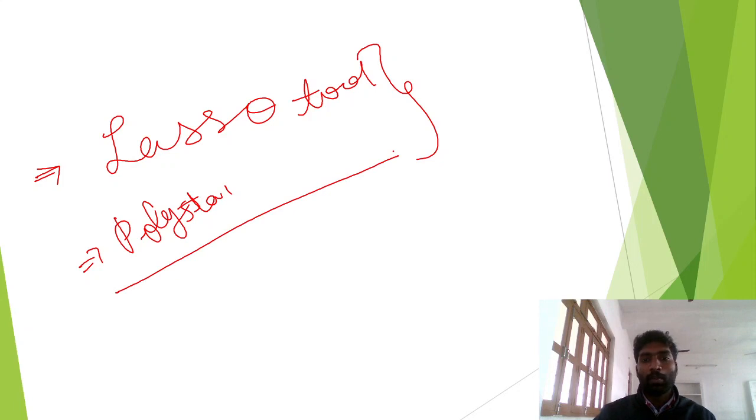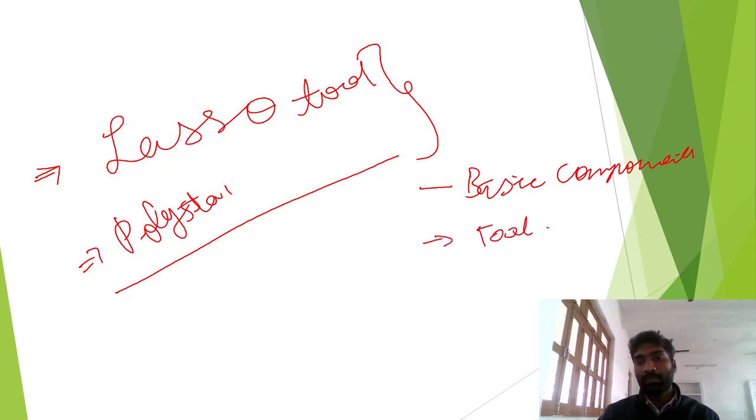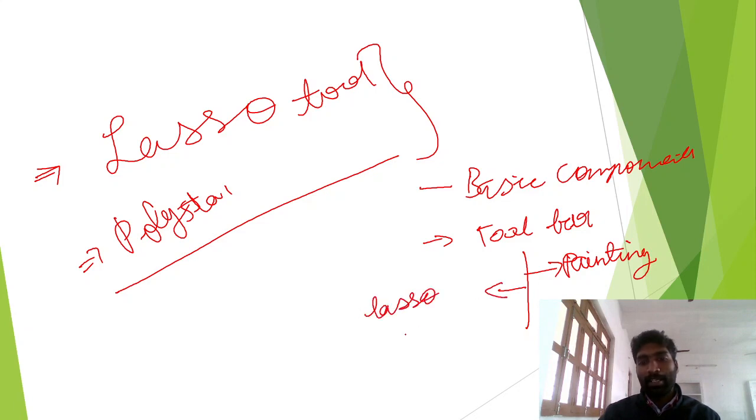In this chapter, what things did you learn? You learned basic components. After basic components, the toolbox, toolbar also we may say. In the toolbar, the tools available are the same tools available in Paint. But what are the new tools you learned here? Lasso, and after that, polygon. These two new tools you learned.